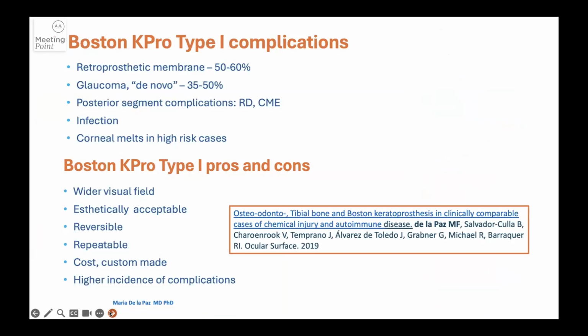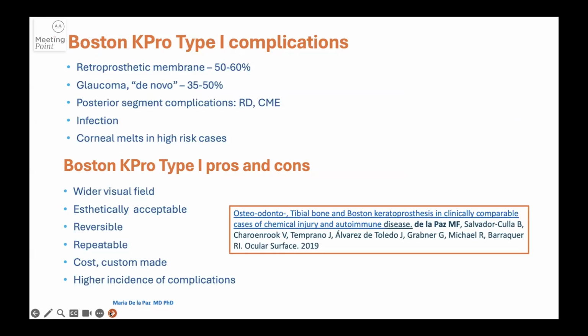So what are the complications of the Boston KPro? You have the retroprosthetic membrane, you have glaucoma, you have posterior segment complications. And this is quite frequent because of the amount of foreign tissue that you have inside the eye. So you have infection and you have corneal melts, especially in high-risk cases. I would like to stress that your diagnosis is very important to determine the success of your KPro surgery.